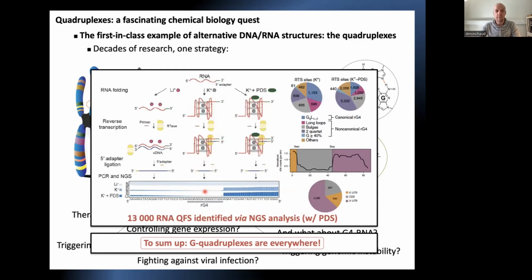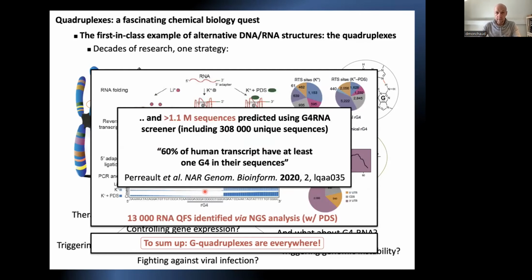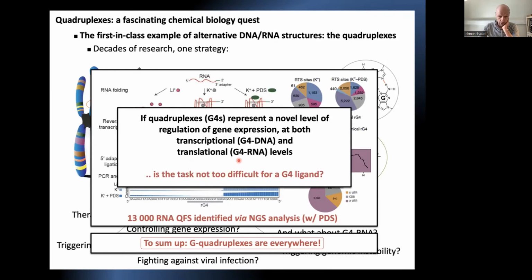So Shankar demonstrated that more than 10,000 sequences were identified in a set of purified messenger RNA. And Jean-Pierre Perrault showed that there are more than 1 million sequences predicted to adopt a G4 within RNA sequences. And it is currently considered that more than half of the human transcripts have at least one G4 within their sequence. So again, this is huge.